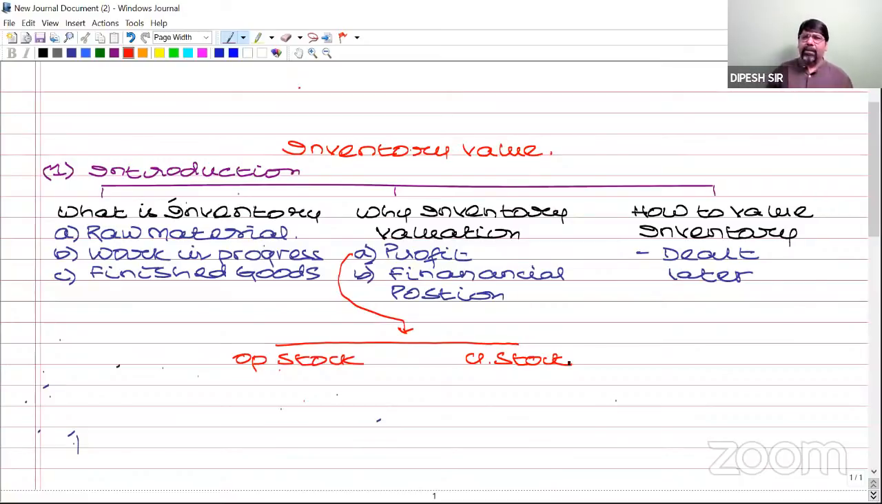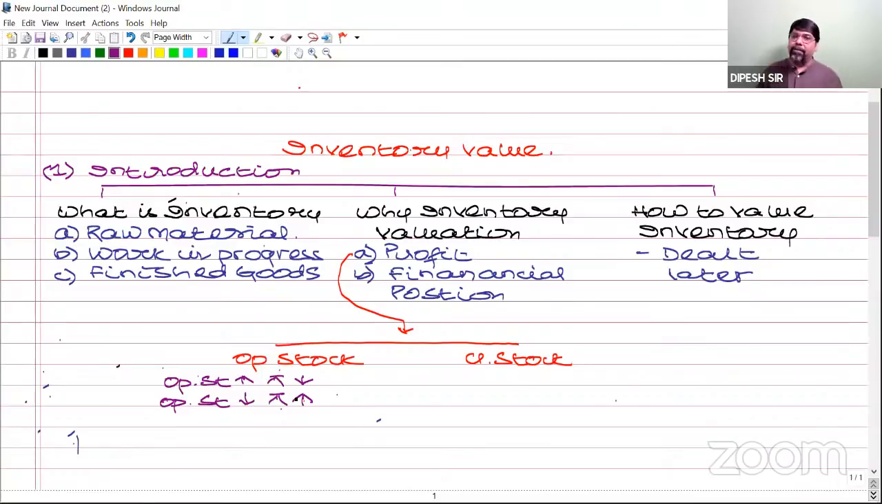And vice versa is also true, chartered. If opening stock decreases, that means expense decreases. Expense decreases, then profit increases. So if opening stock decreases, profit increases. That means, can we conclude that opening stock and profit are inversely proportional to each other? Yes, sir. So we can write: opening stock increases, profit decreases. Opening stock decreases, profit increases.